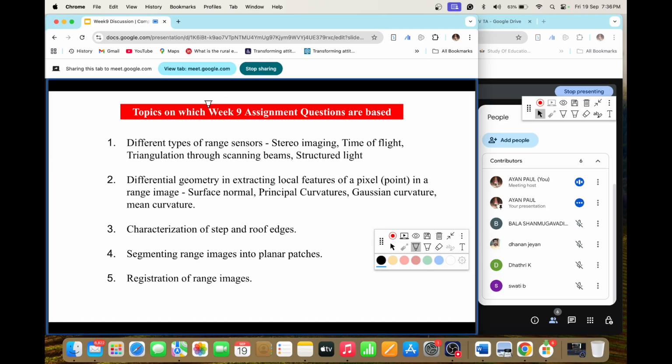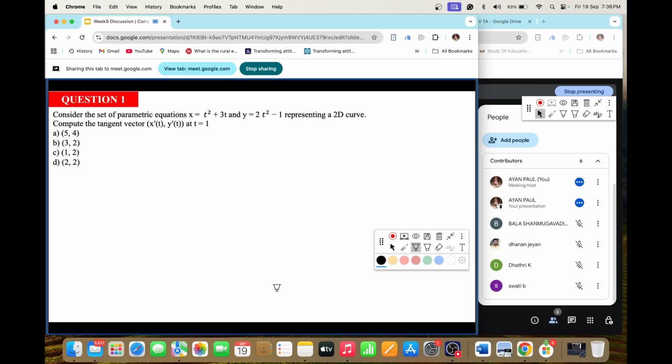These are the topics on which the week 9 assignment questions are based, so you can just read it. Okay, so let's start the first question. Consider the set of parametric equations x(t) and y(t). X as a function of t is given and y as a function of t is given, that is a 2D parametric curve. Compute the tangent vector x dash t and y dash t.